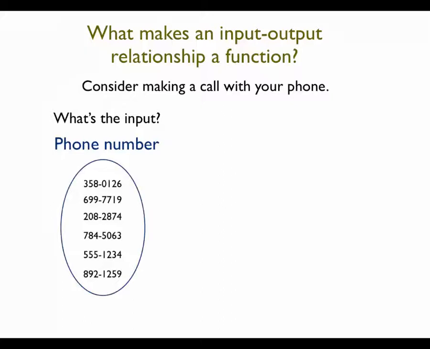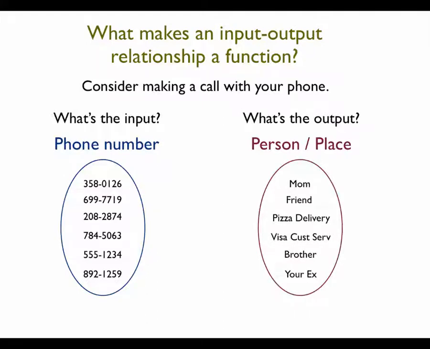Your phone book has dozens and dozens of phone numbers, right? The input is a phone number, and then we hit send, and what's the output? It makes a call, but what's the output of a particular phone number? Usually voicemail, right? But we hope not. What do we hope for? Someone picking up, a person or a place. For instance, your mom, friend, pizza, customer service, brother, your ex.